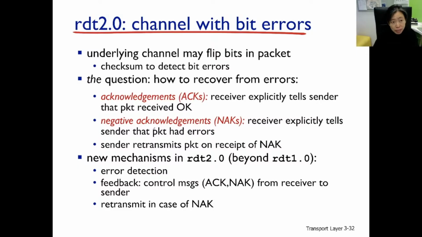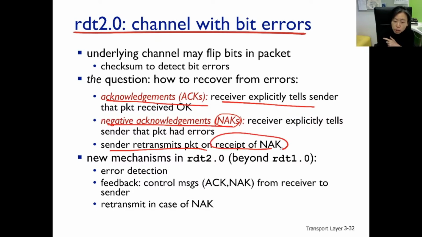So to describe RDT 2.0 a bit more formally, the feedback you're providing to me, in the computer system, will be either in this form or this form. Acknowledgement, ACK, is a positive feedback. Negative acknowledgement, NAK, is the negative feedback. ACKs explicitly tell the sender everything is all right. And NAK tells the sender something's wrong, and therefore the sender can retransmit the packet. So retransmission of the packet is triggered by the receiving of a NAK.